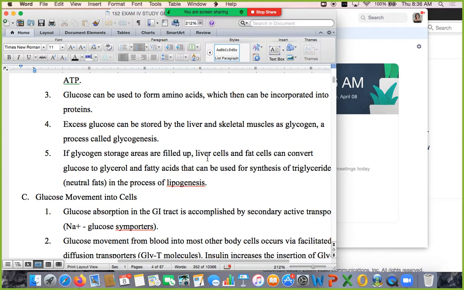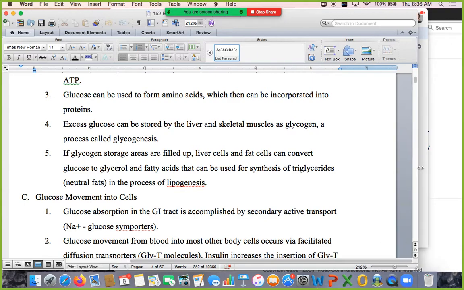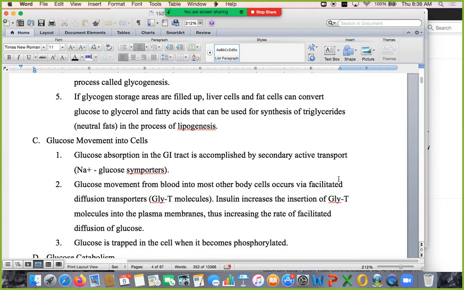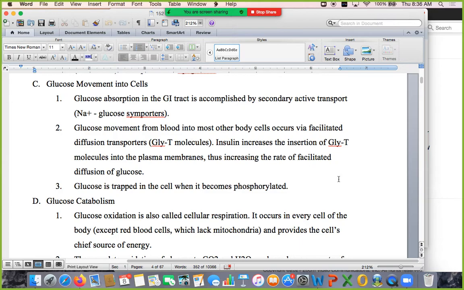And when we're creating glycogen, that's called glycogenesis, right? And we can also take that glycogen or the glucose, which would be converted into glycogen, and convert it into glycerol and fatty acids that we can use to create fat, basically triglycerides, which is called lipogenesis, or the creation of lipids. Okay, so glucose is going to get picked up through sodium glucose symporters and then get transported into the blood, from the blood to the body cells, and then gets into the body cells through facilitated diffusion, specialty types of diffusion transporters called GLUT molecules.